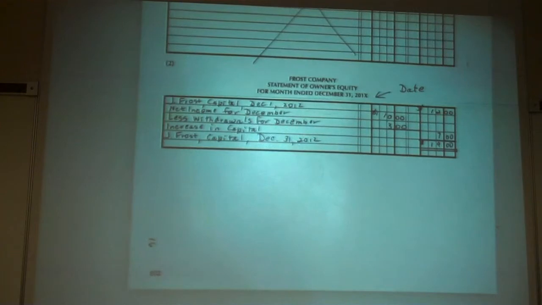So it's Frost Company, Statement of Owner's Equity, and it is apostrophe S. If we had two owners, it would be S apostrophe, but we just have one. So it's apostrophe S. For the month ended December 31st again, and then the year. You can look at your worksheet to see where we're coming up with the capital for Jake Frost on December the 1st.